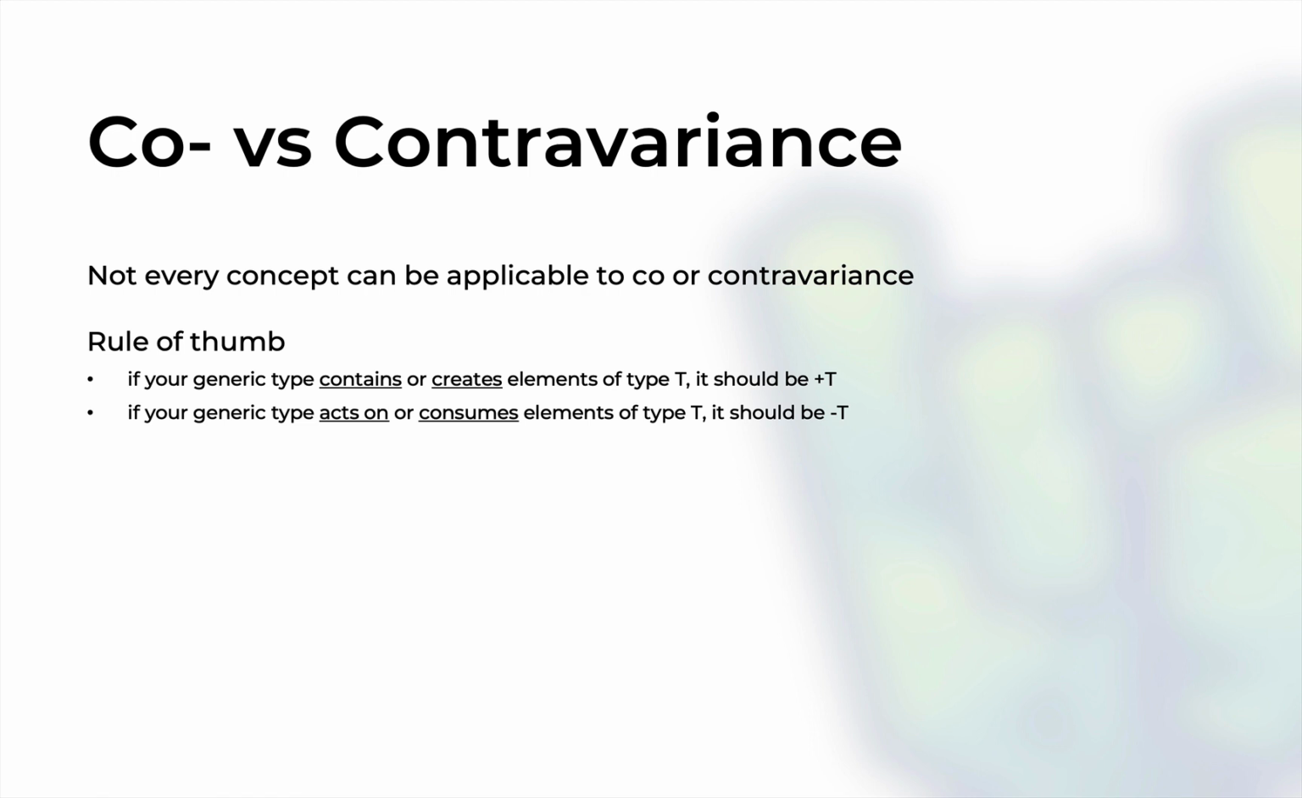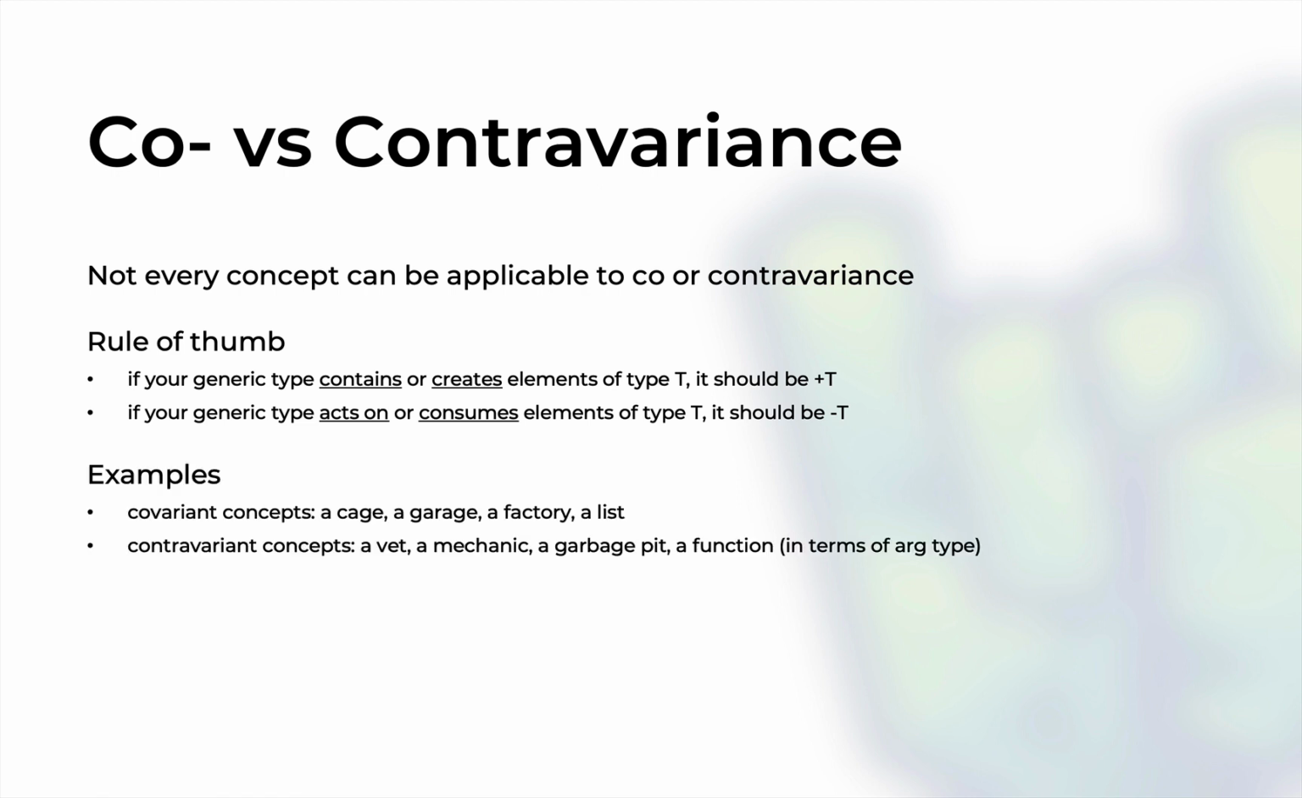Conversely, if your generic type acts on, like our vet, or consumes in other scenarios, elements of type T, it should be contravariant. And let me give you some examples. Some covariant concepts include a cage, which can hold animals, or a garage, which can hold cars, or a factory, which can produce elements, or a list of, or any collection, because they can hold elements. So these are covariant concepts, and we worked with the list concept in the code.